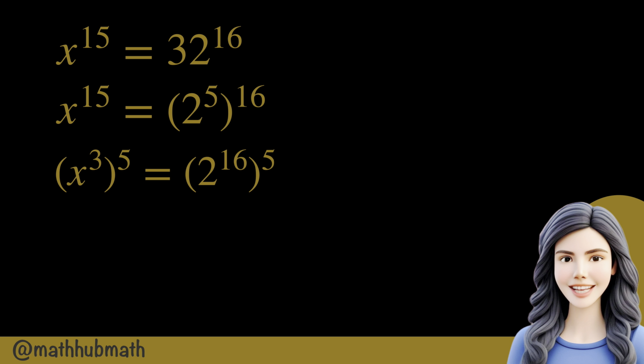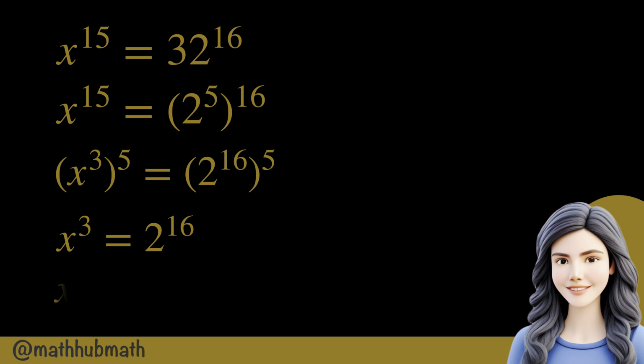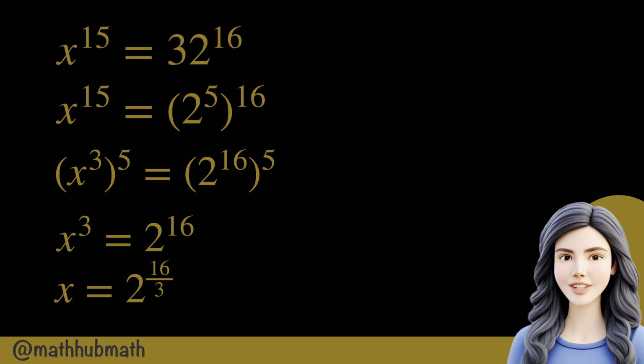Well, when both sides of an equation have the same power, we can cancel those with each other, so I mean, we can write x to the power of 3 equals 2 to the power of 16. Furthermore, we know that x to the power of 3 equals 2 to the power of 16 means that x equals 2 to the power of 16/3.